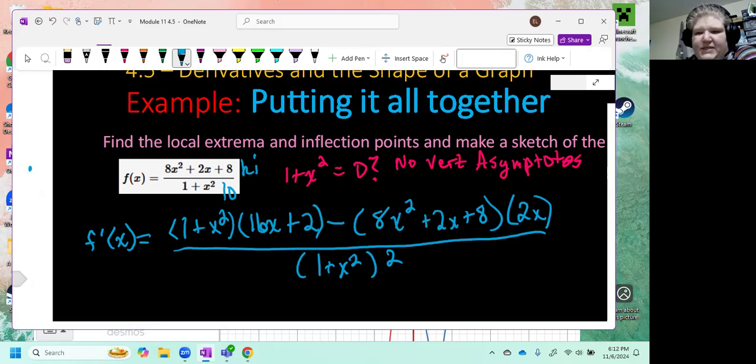Now, since this asked about inflection points, we're going to have to do the second derivative. To do the second derivative, like for the stuff on the bottom, we could multiply it out. We can also just use chain rule when we have to do that. But on top, it'd be better to clean that up, multiply it out. So it's going to be ugly, but we can do it.